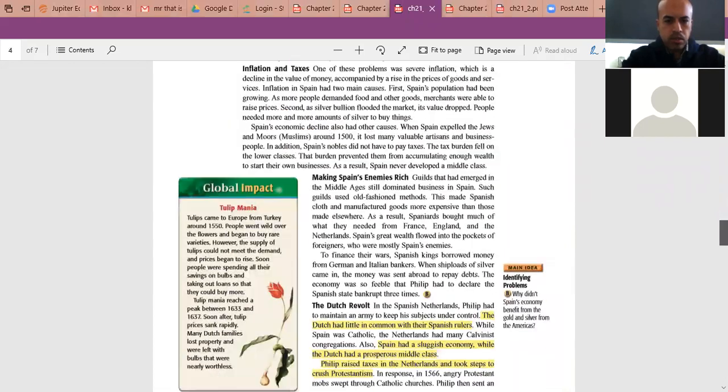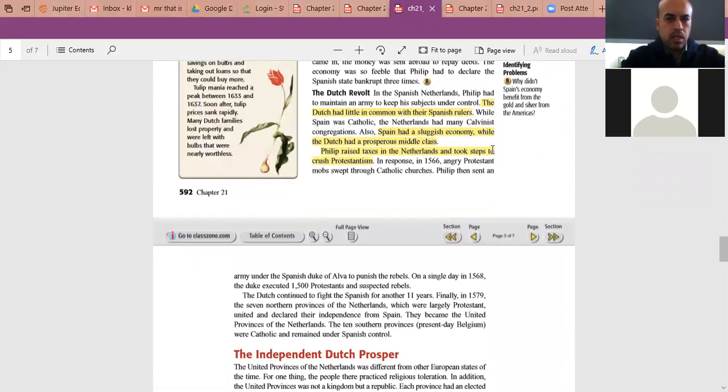Here is the answer: the Dutch had little in common with their Spanish rulers. Extremely important question, guys: why did the Dutch revolt against Spain? The answer is that the Dutch had little in common with their Spanish ruler because Spain was Catholic and the Netherlands had many Calvinists or Protestants. Also, Spain had a sluggish economy, while the Dutch had a prosperous middle class.